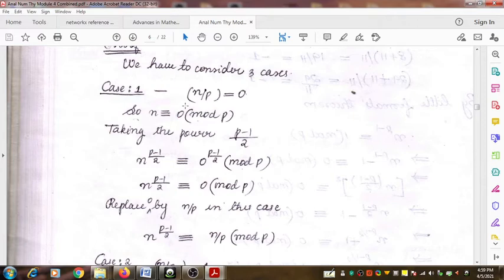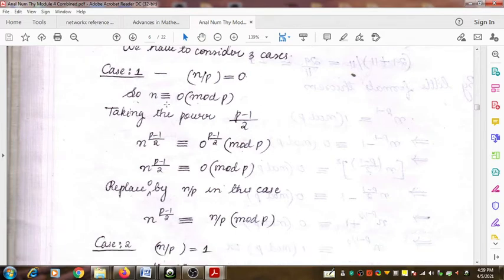When (n/p) equals 0, you know that this can happen only if n is divisible by p, right? So when the Legendre symbol (n/p) equals 0, that means p divides n. So this is true. Therefore n is then congruent to 0 mod p, right?